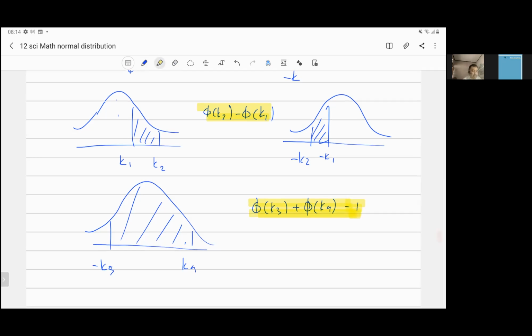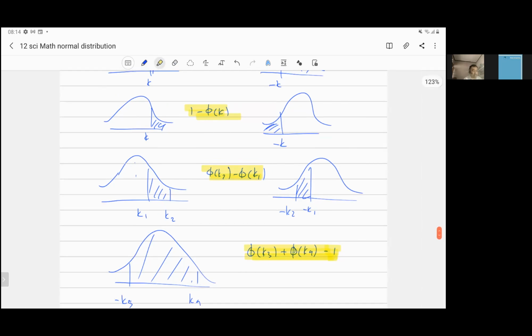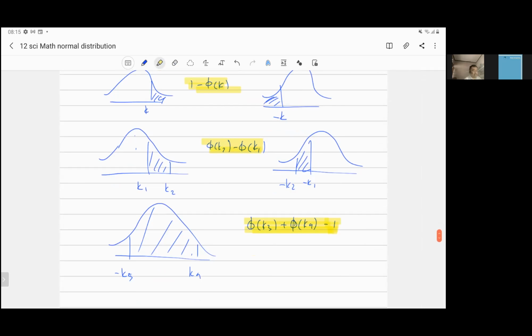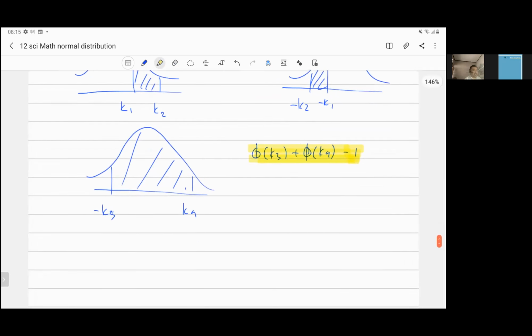Any question for this? Clear enough? Okay, let's have some real life example.